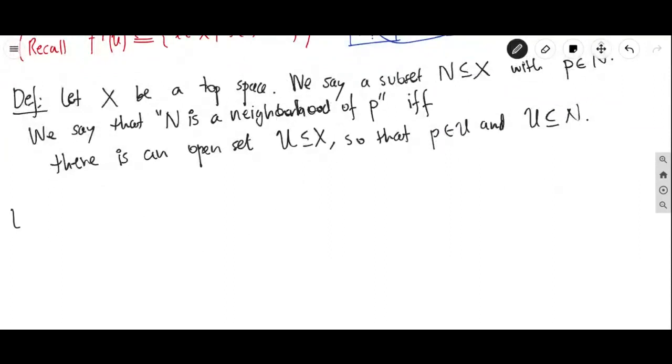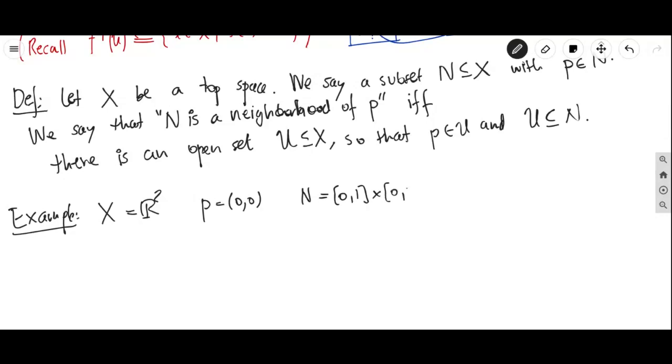If you want an example of a neighborhood, let's say X is R2 with the usual topology, and P is the origin, so that's the point (0, 0). And N is the closed unit square. And then N is a neighborhood of P. You can see this in the picture. So here's our point P. Well, actually, no, sorry about that. That's not what I meant. Let me change the point. Let me make this point (1/2, 1/2). Sorry about that. That was a mistake.